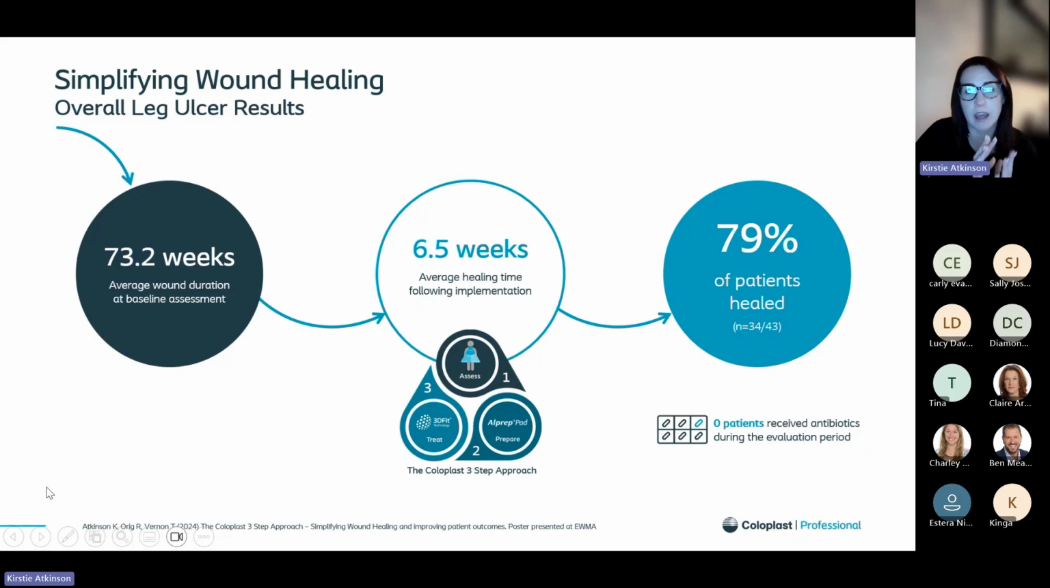Overall, these patients, whether or not they're simple or complicated, went on to heal in 6.5 weeks, and 79% of them healed at the point of publication. And these patients had an average wound duration of 73.2 weeks prior to being involved in the publication.